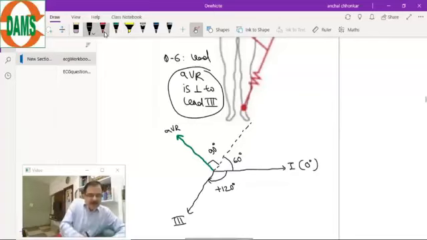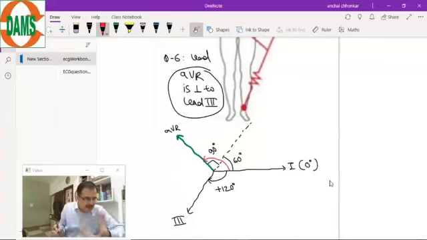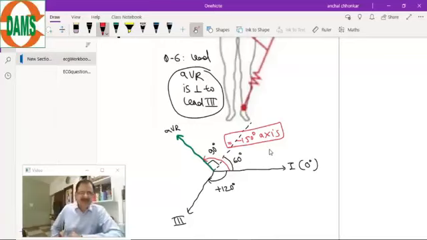So obviously if the angle from lead 1 to AVR, this angle will be minus 150 degree, because 60 plus 90 is 150, and it is going in a above direction. So it will be a total of minus 150 degree angle axis. Minus 150 degree axis.